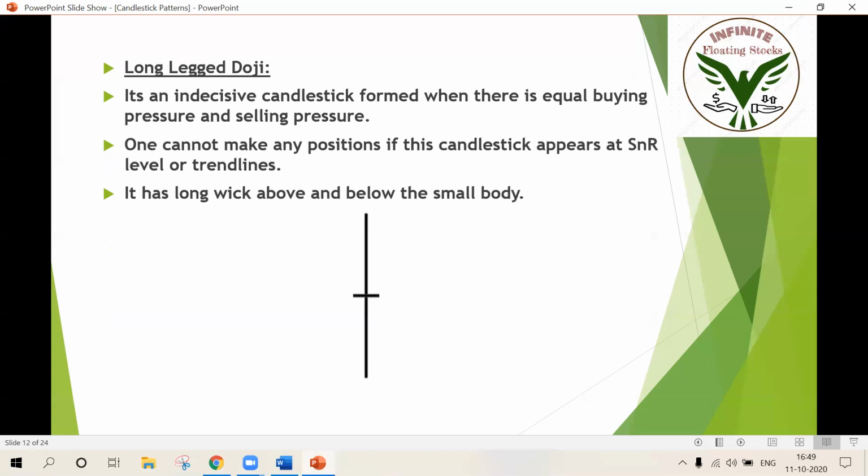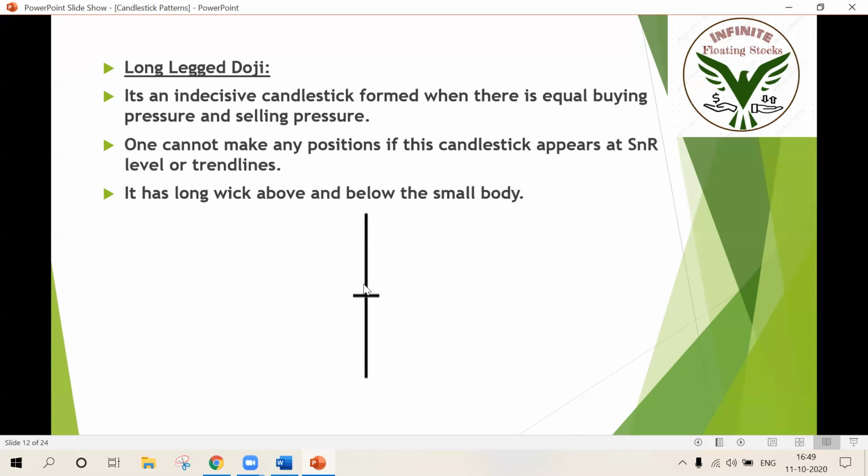All right, long-legged doji. This is the third type of doji, which is a long-legged doji. Look at the image and read the definition. It's an indecisive candlestick formed when there is equal buying and selling pressure. One cannot take any position if this candlestick appears at support, resistance, or trend lines.